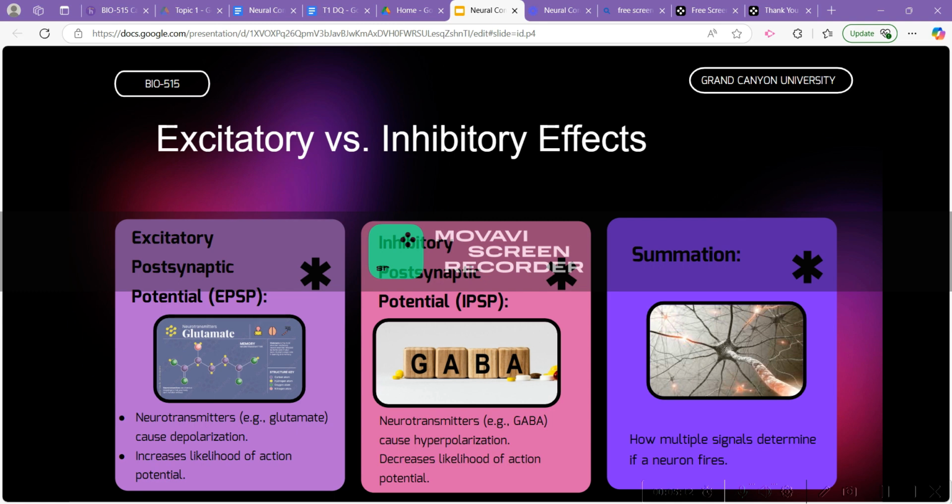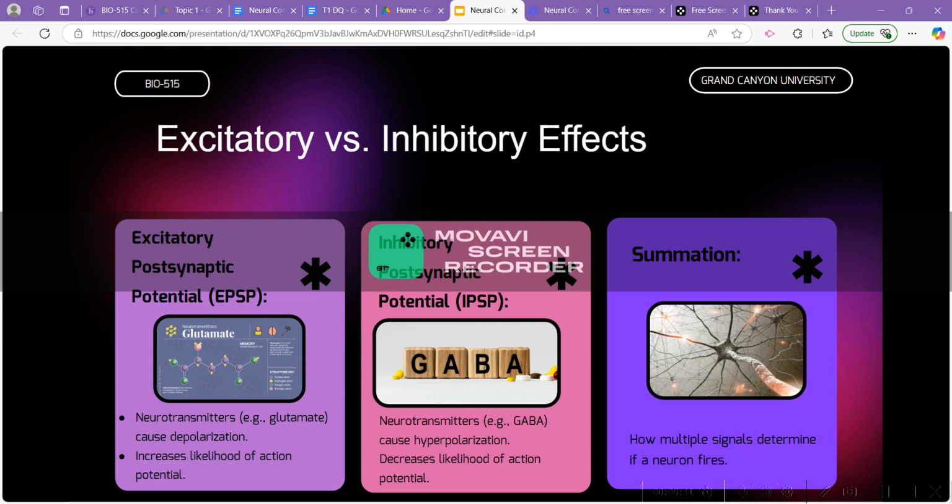promoting neural signaling. In contrast, an IPSP occurs when inhibitory neurotransmitters like GABA bind to the receptors, leading to hyperpolarization. This happens as negatively charged chloride ions enter the neuron or potassium ions exit, making the inside of the cell more negative and decreasing the likelihood of an action potential.